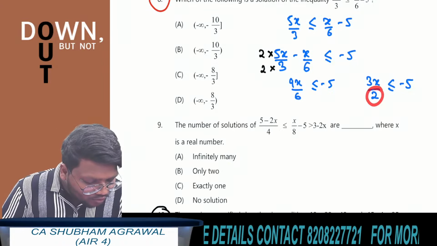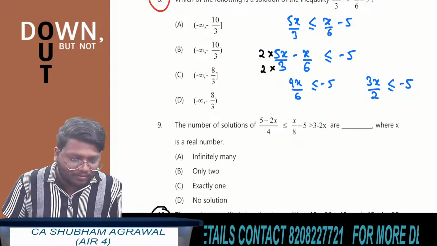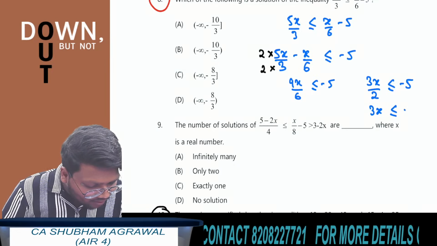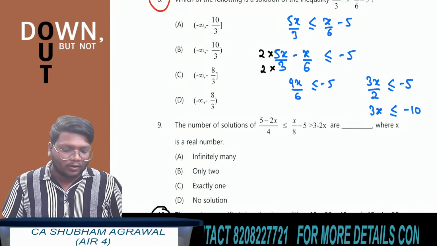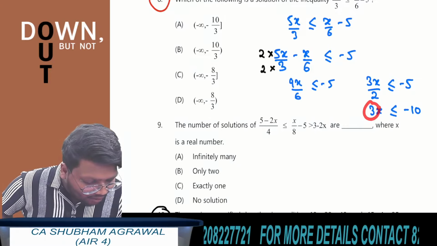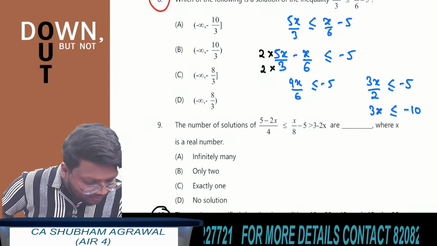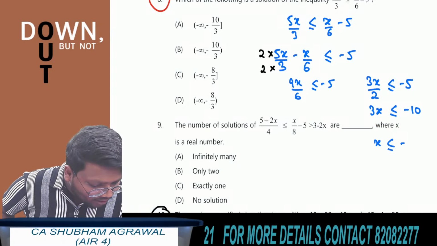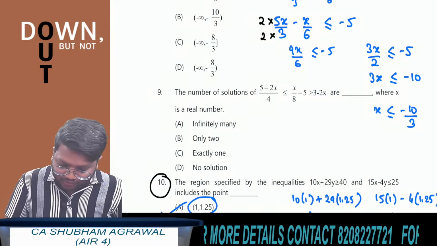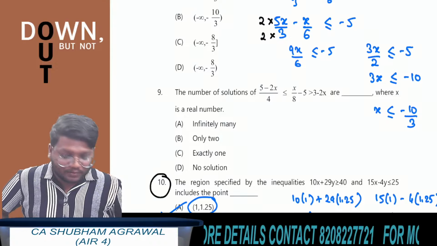Now this 2, when shifted to the opposite side, will come in multiplication. What we can write now is 3x is less than or equals to minus 10. And this 3, when shifted to the opposite side, will come in division. x is less than or equals to minus 10 upon 3.